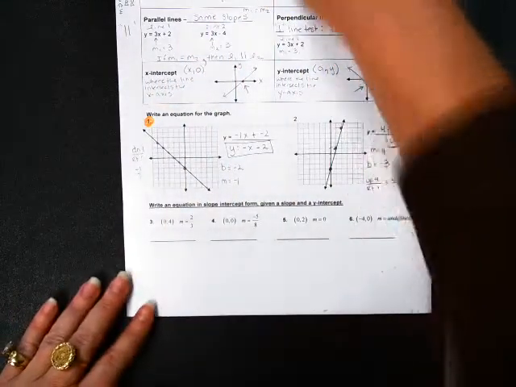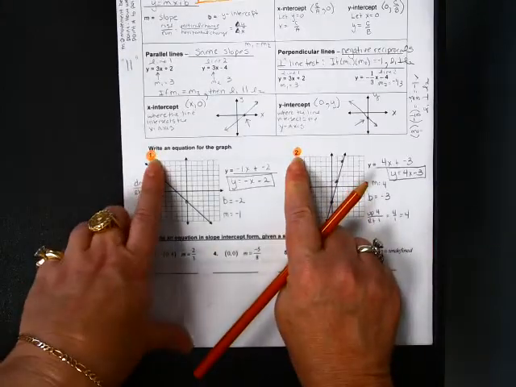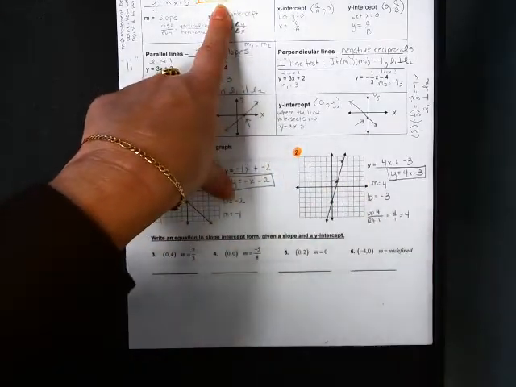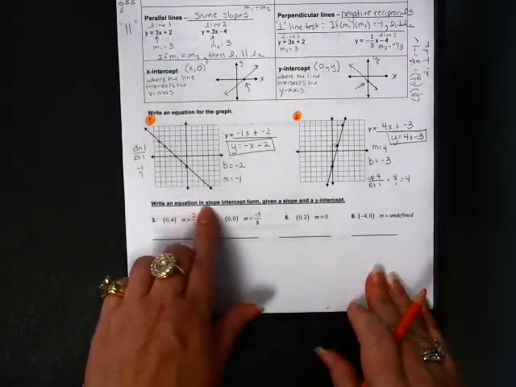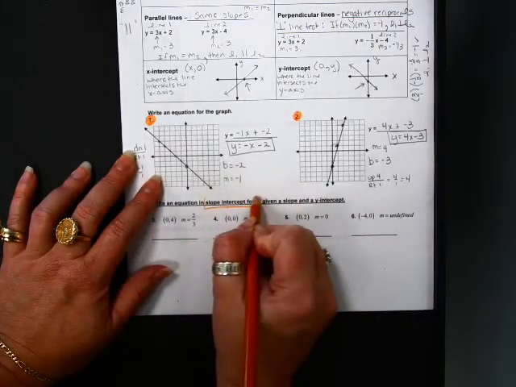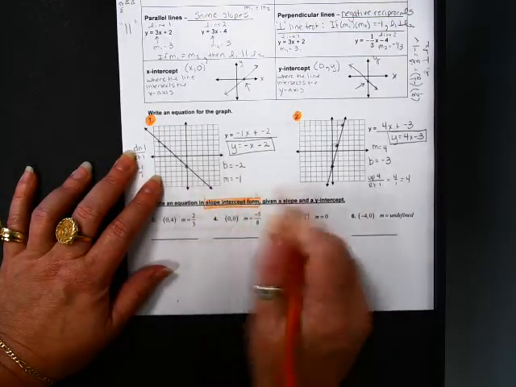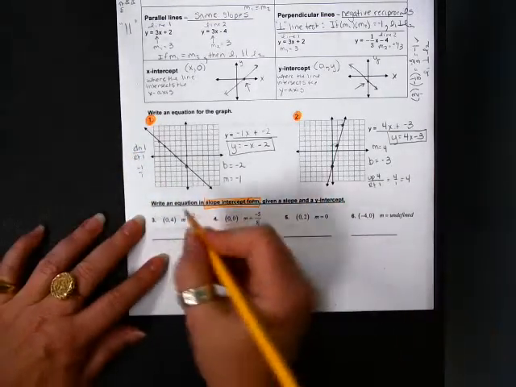And again, that was slope-intercept form. So these two examples that I just did here are slope-intercept form. The next one says write an equation in slope-intercept form. Here it is again, slope-intercept form, given a slope and a y-intercept. Okay, let's take a look at these.